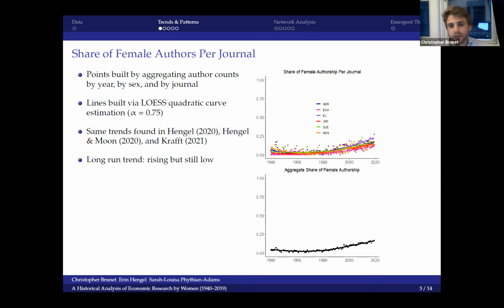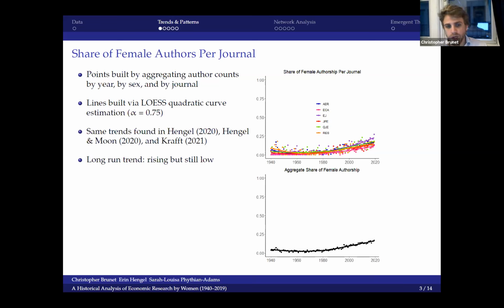Now, I'm going to show you what the data looks like a little bit. This is just to get you used to it. The figures on the right were built by aggregating author counts by year, by sex, and by journal, and the lines were built simply by quadratic curve estimation. What is good is that we found the same trends that are present in Hengel 2020 and Hengel and Moon 2020, and Carolyn Kraft has the same figures as well in a project that she's currently working on.